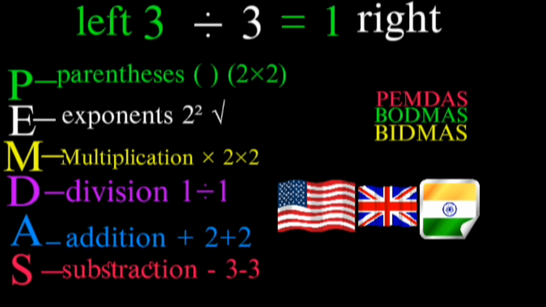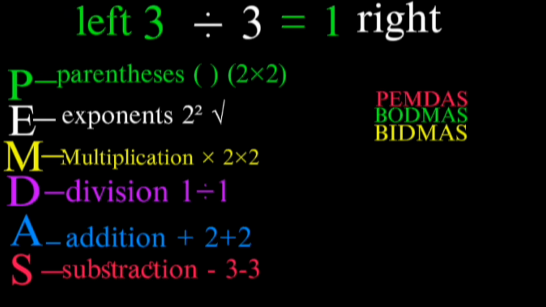Why are their names different? These acronyms are just memory aids. P and B stand for parentheses and brackets. E and I stand for exponents or indices. O stands for orders, such as roots and powers. The rest are the same. M stands for multiplication. D stands for division. A stands for addition. S stands for subtraction. So all of these mean the same thing. First parentheses and exponents, next multiplication and division, and finally addition and subtraction.